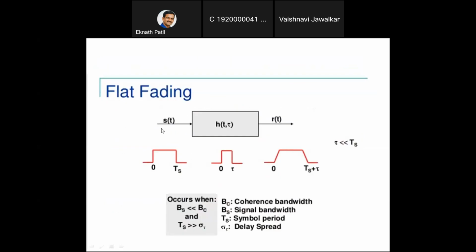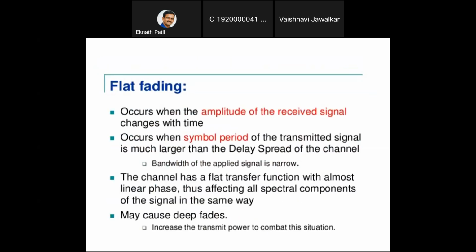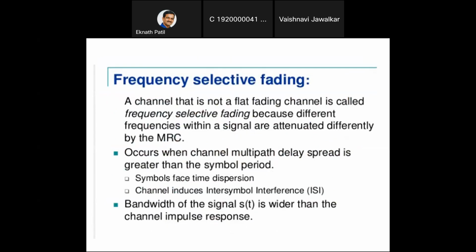So flat fading: s(t) is the input signal, r(t) is the output signal, and h(t, tau) is the impulse response of the medium. It occurs when Bs is much less than Bc, where Bc is the coherence bandwidth and Bs is the signal bandwidth. Also, when the symbol period Ts is much greater than the delay spread sigma tau, flat fading happens. The amplitude of the received signal changes with time, and we have discussed the symbol period.